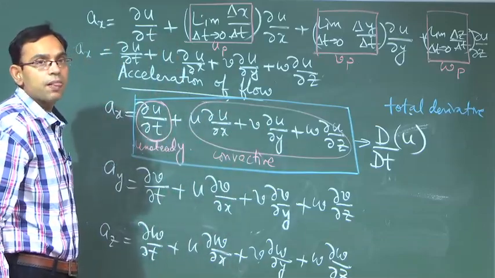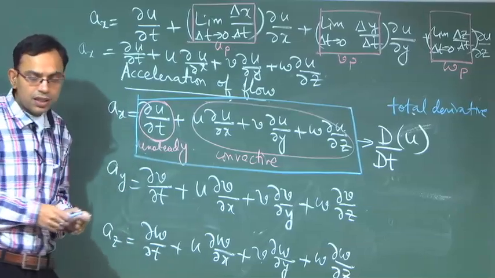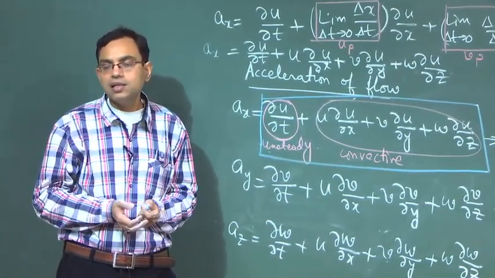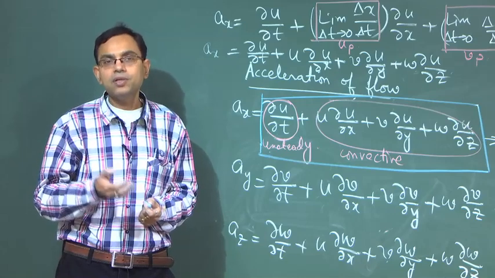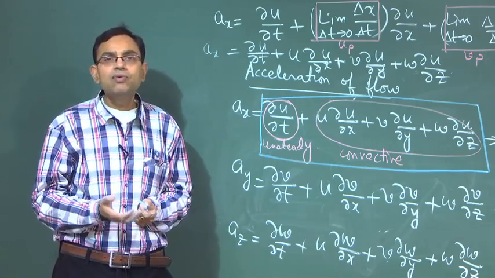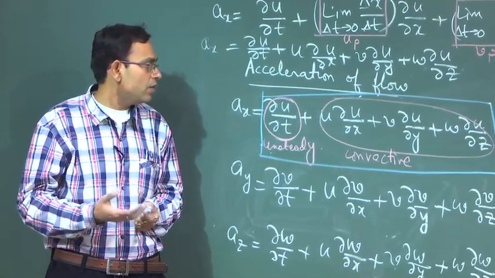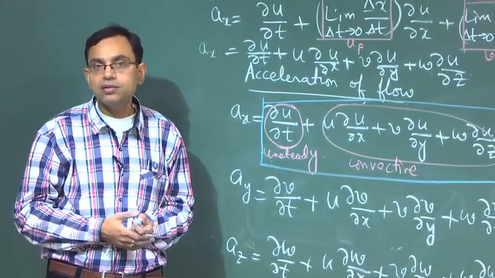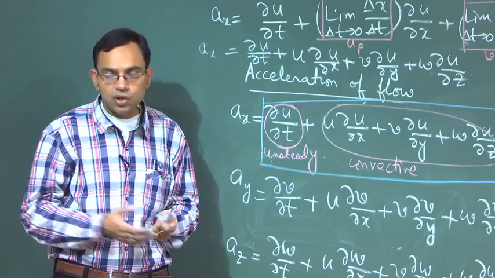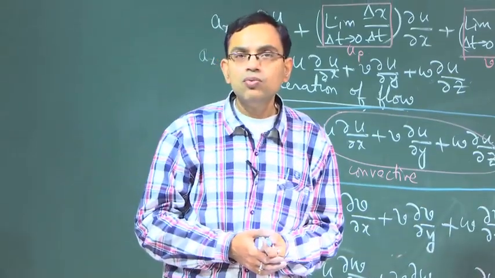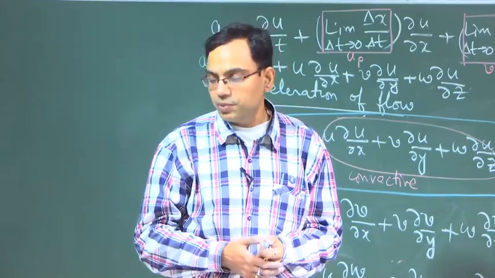total derivative. So, to sum it up, in this module we have briefly introduced the Eulerian and Lagrangian description, the concepts of steady, unsteady, uniform, non-uniform flow, and we have identified a mathematical way of describing the acceleration of flow in terms of the Eulerian variables. So, we stop here in this module, and in the next module we will take it further forward from here. Thank you.